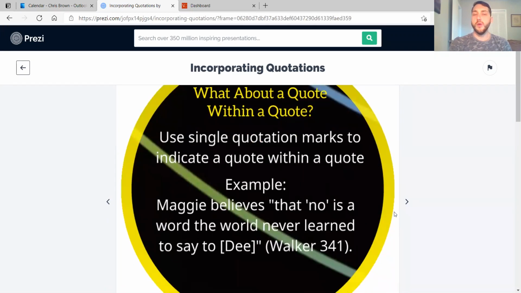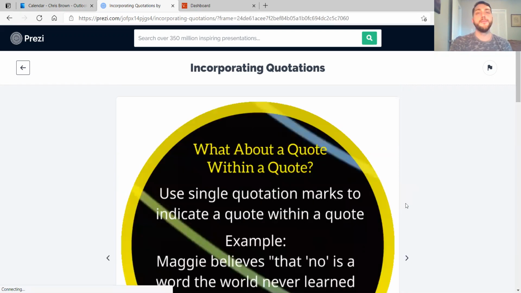What about a quote within a quote? So usually we use single quotation marks. So Maggie believes that 'no' is a word the world never learned to say to Dee. So because it's in double quotes in the original text, but you're quoting it, you only use single quotes here.